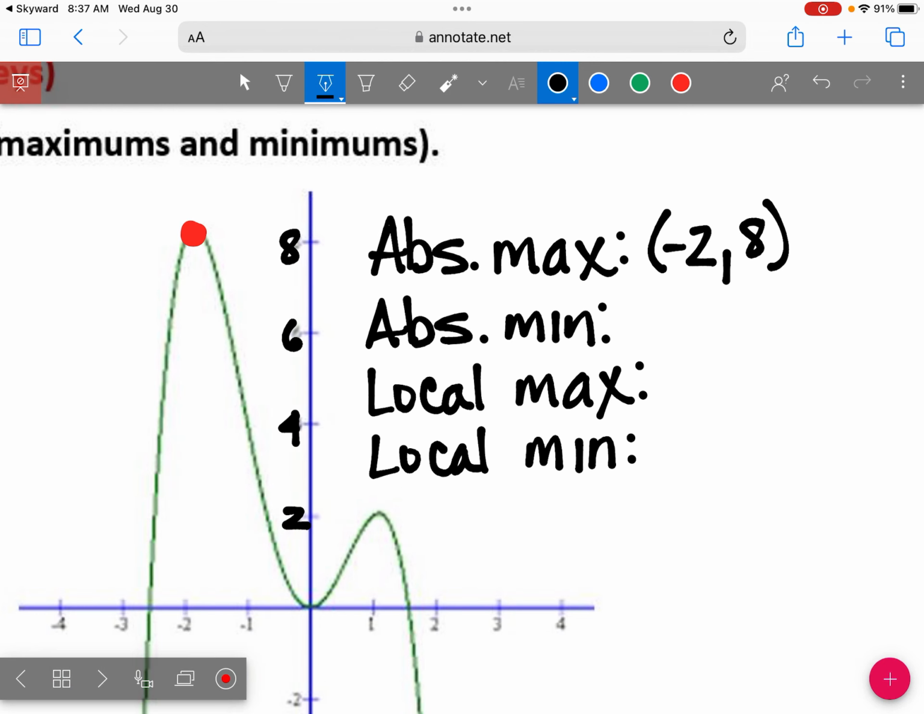And we have another mountaintop or peak, and that's right here. That's not the highest though. So we're going to call that a local. The highest one is the absolute, and any other ones are locals. So the local max would be at about 1, 2.